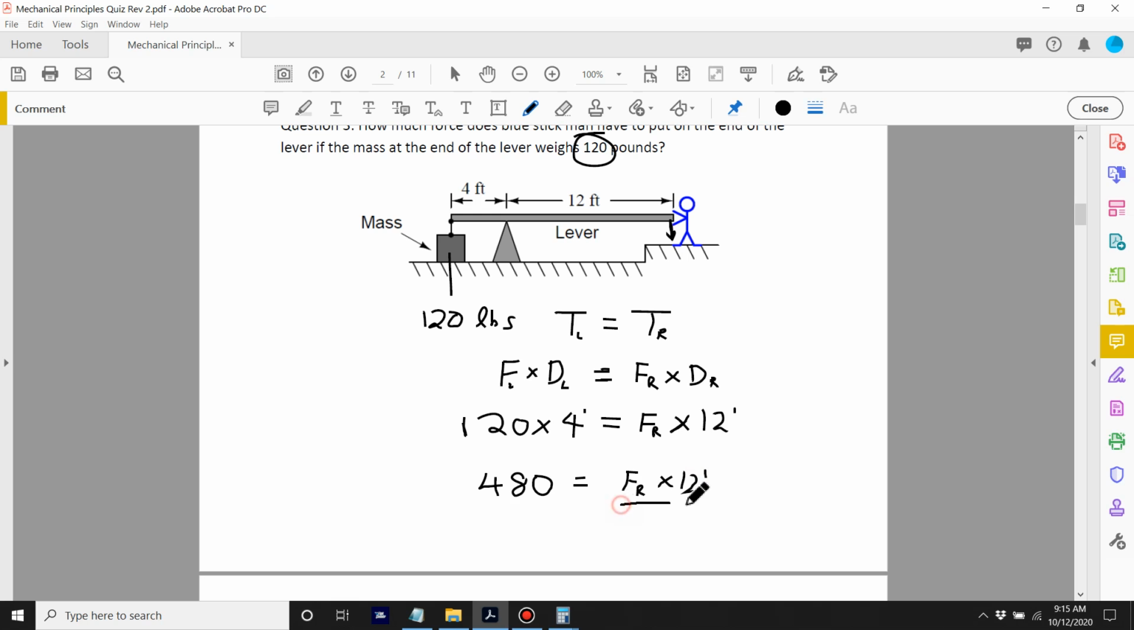Now even I know if I want to get rid of 12, I've got to divide by 12 on both sides. Let's try that again. 480 divided by 12 is 40. So F R is equal to 40 pounds.